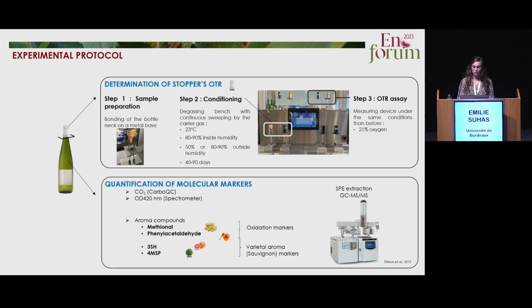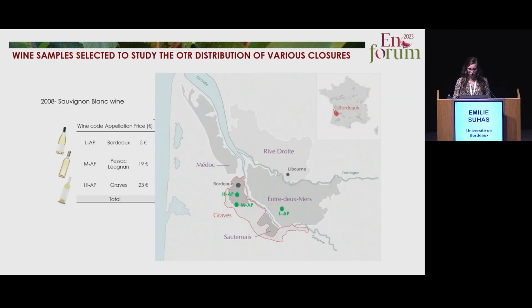So it takes some time to do all of that. After characterizing the OTR of the stoppers, we worked on the molecular characterization, analyzing several parameters such as color, or measuring several markers such as methionine or phenylacetaldehyde associated with oxidation, or 3SH or 4-MSP associated with the varietal profile of Sauvignon, and an evolution in the absence of oxygen.